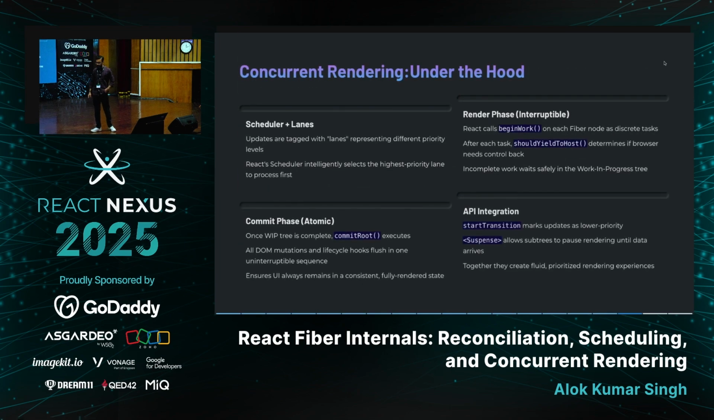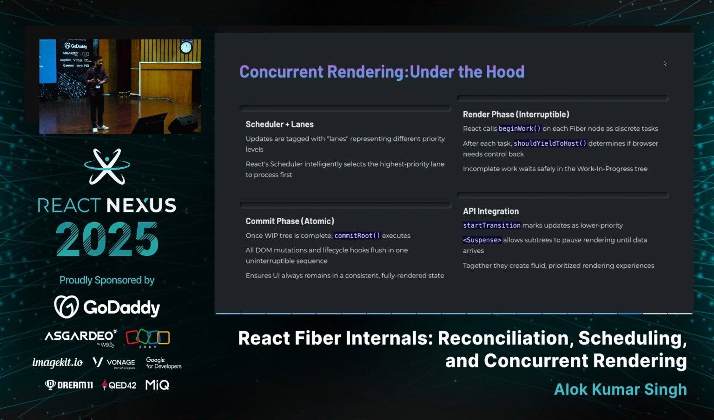The next one is concurrent rendering. All the concepts that we have read till now are combined to give you concurrent rendering for React. For the first one, that is scheduler plus lane, here the updates are tagged with lanes representing different priorities. The React scheduler intelligently selects the highest priority lane to process first.